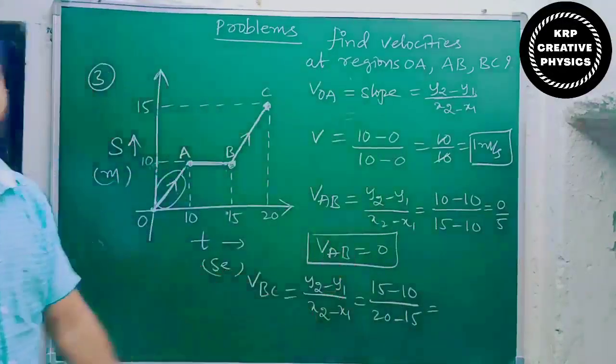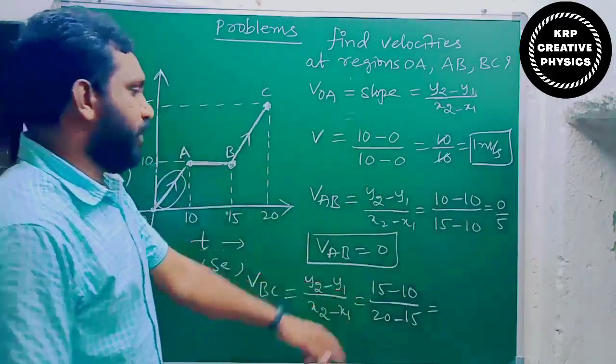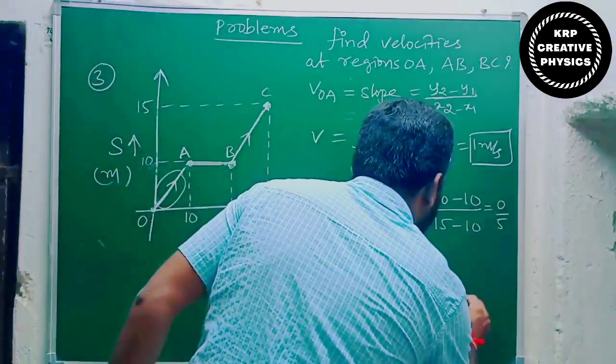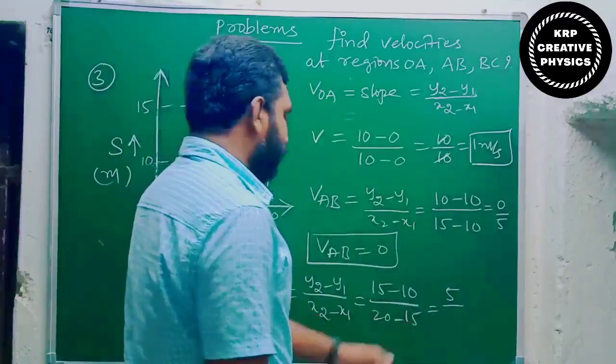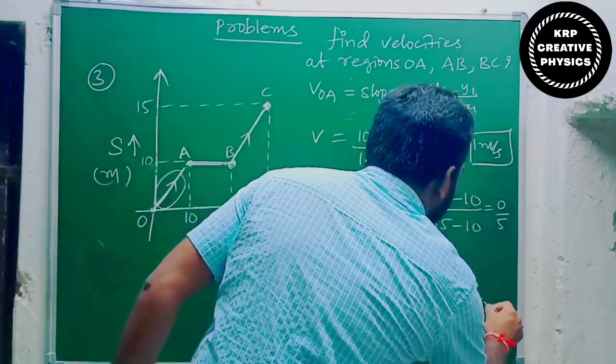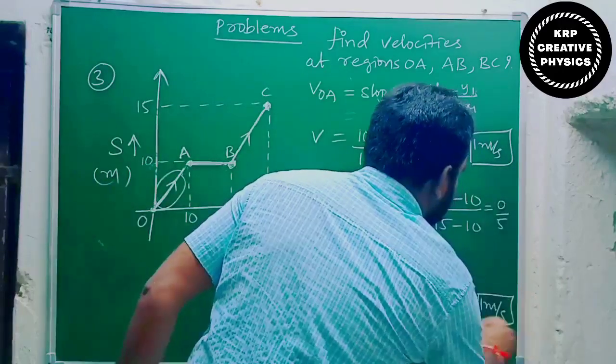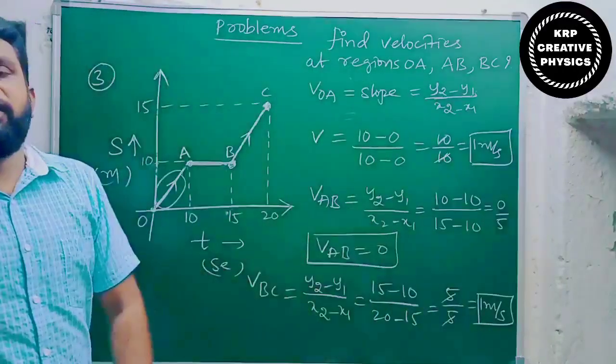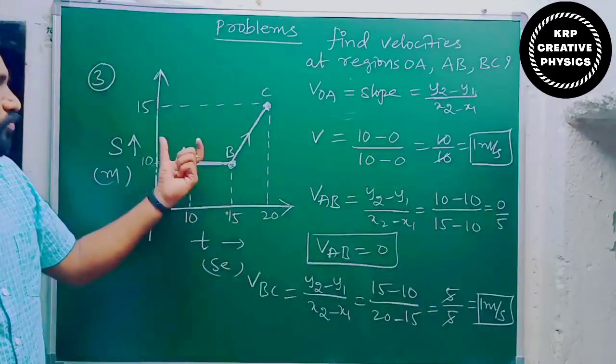Okay, na? In this way we have to take the readings. So 15 minus 10, how much here? 5. 20 minus 15, how much here? 5. 5 by 5, 1. So 1 meters per second. So that is the velocity. So in this way we can find the velocity from displacement time graph.